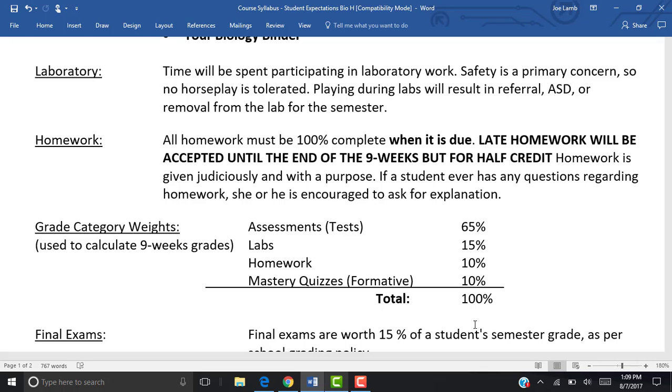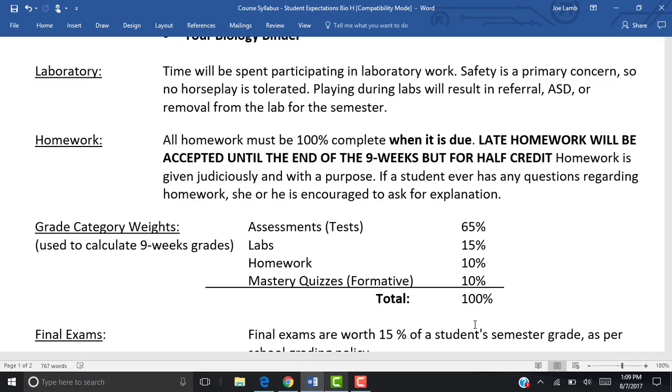So I do not tolerate anything other than working on the labs and working on what I've asked you to work on. If you're caught playing during the lab, I will refer you to the office, plain and simple. So make sure that you're doing what you need to be doing. If I have to take you out of lab and assign you alternative work, I will do so. So please make sure that you are working diligently on the lab at hand.